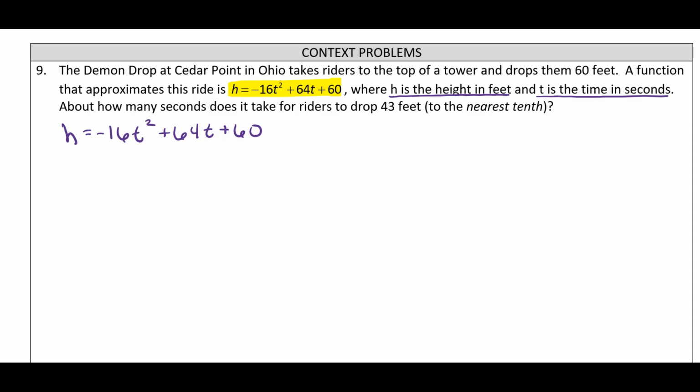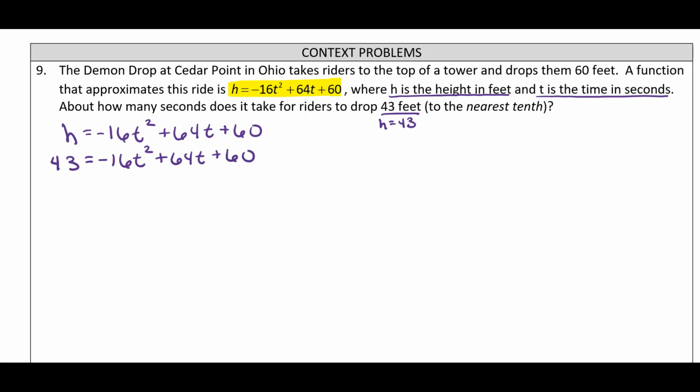About how many seconds does it take for riders to drop 43 feet, to the nearest tenth? So 43 feet is a height. We are going to plug that in for h. This is h equals 43. So right here, 43 equals negative 16t squared plus 64t plus 60.